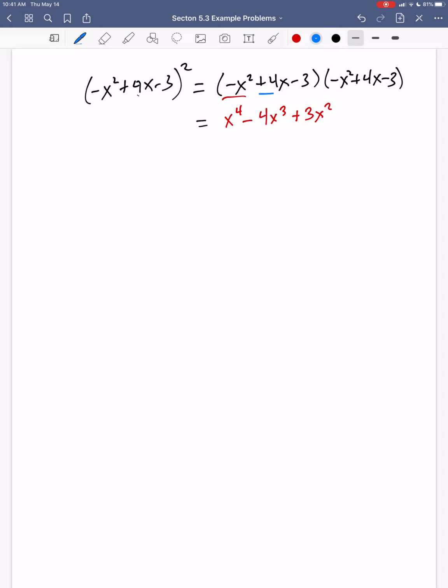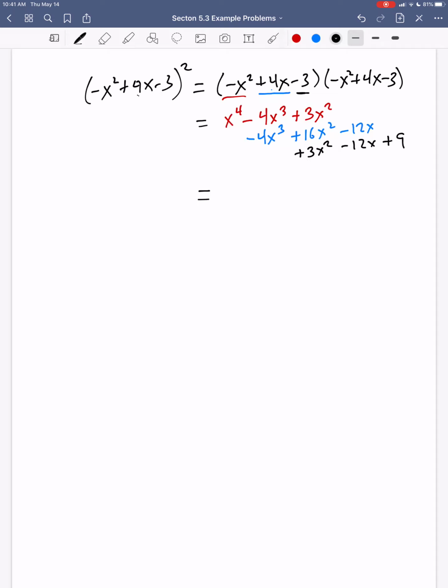Okay, then I can do the plus 4x. Multiply that times all three terms. So positive 4x times negative x squared is negative 4x cubed. Positive 4x times positive 4x is positive 16x squared. Positive 4x times negative 3 is negative 12x. And then finally here, I can just multiply the negative 3. Negative 3 times negative x squared is positive 3x squared. Negative 3 times positive 4x is negative 12x. Negative 3 times negative 3 is positive 9.